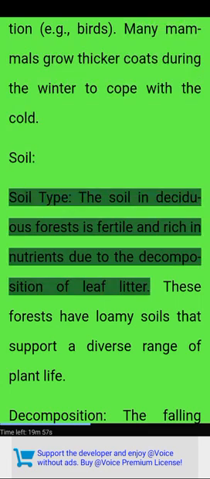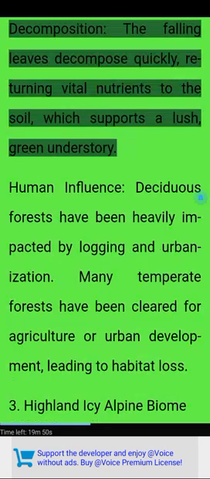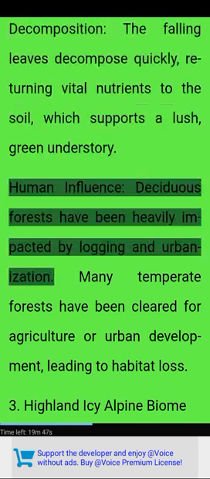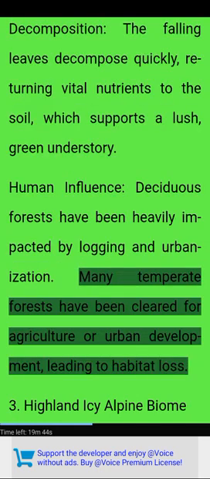Soil. Soil type: the soil in deciduous forests is fertile and rich in nutrients due to the decomposition of leaf litter. These forests have loamy soils that support a diverse range of plant life. Decomposition: the fallen leaves decompose quickly, returning vital nutrients to the soil, which supports a lush, green understory. Human influence: deciduous forests have been heavily impacted by logging and urbanization. Many temperate forests have been cleared for agriculture or urban development, leading to habitat loss.